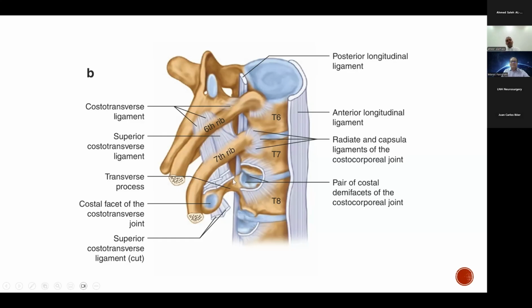Whenever one is planning to remove the rib, one has to detach the ligament so that it can easily come out, and that rib can be used as a graft if you are doing a posterolateral approach.